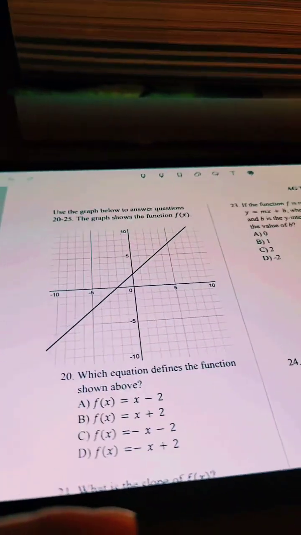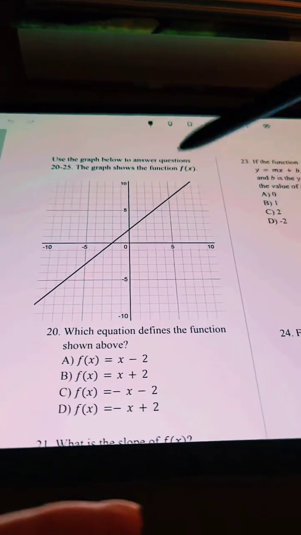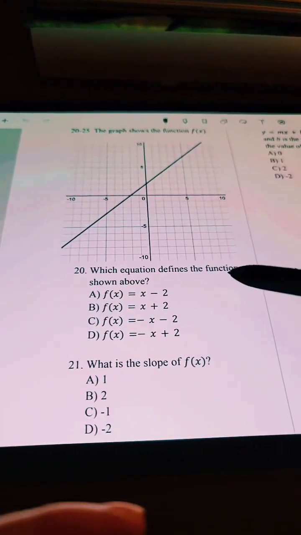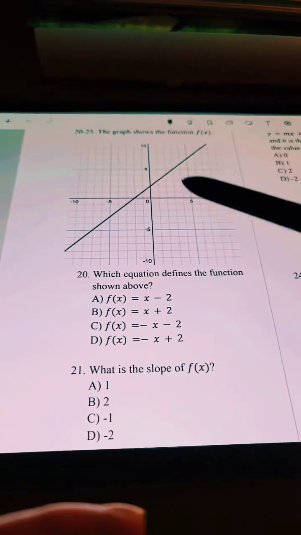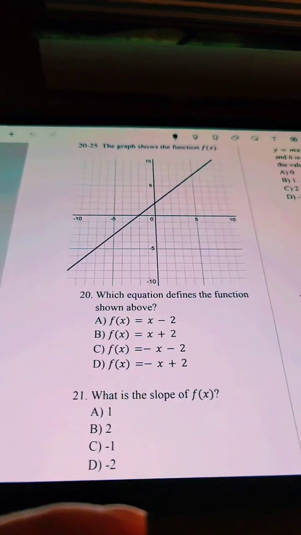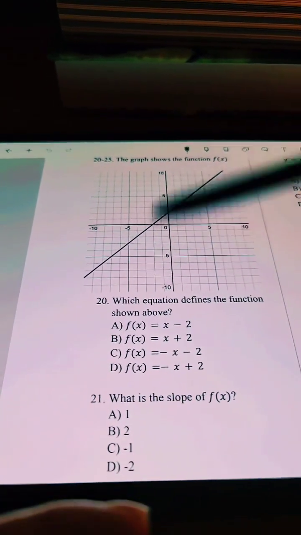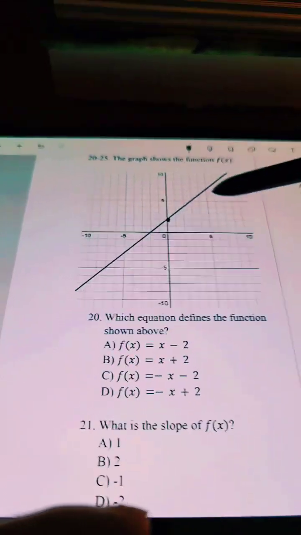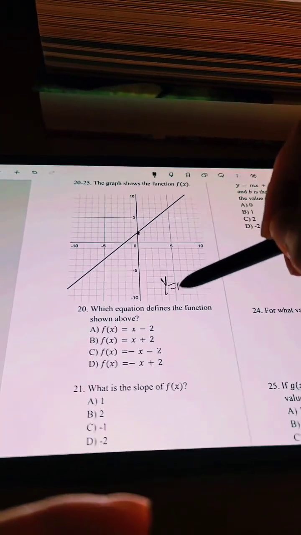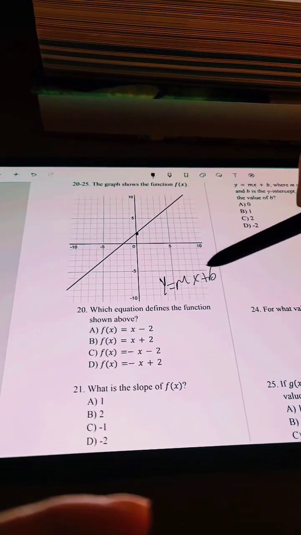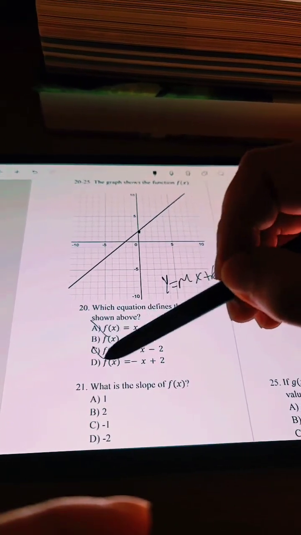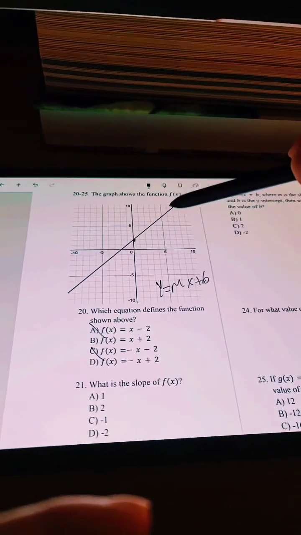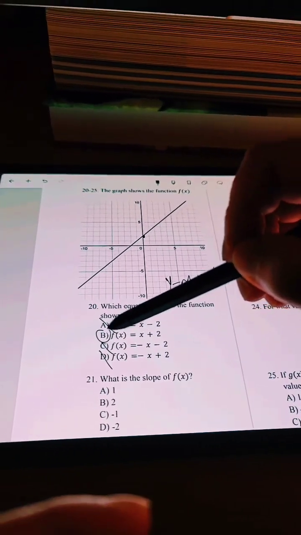So let's go to, this graph is going to be used for the next couple of problems. So it's the graph of the function f of x, and thanks for the likes, guys. Which equation defines the function shown above? So right away, I'm going to try to use the characteristics of linear equations to help me quickly solve this. So I see that this is the y-intercept. So the y-intercept has to be positive 2. If I'm thinking in terms of y equals mx plus b, then that means I have to have plus 2, which only is in half the answer choices. Then I can look at if the slope is positive or negative. Well, it's increasing, so it's a positive slope, so it has to be b.